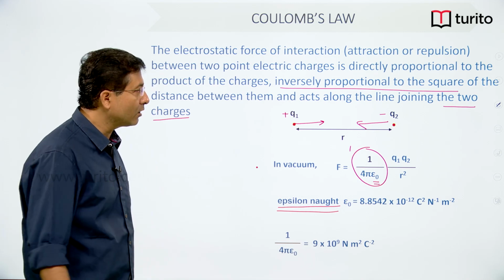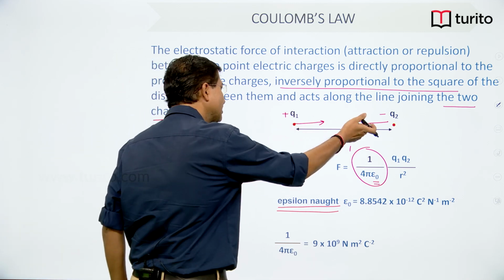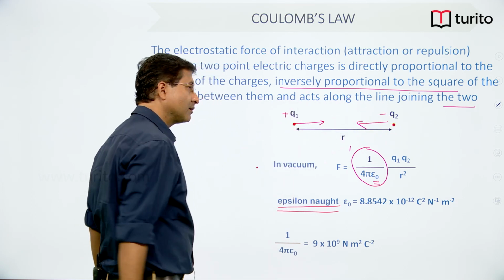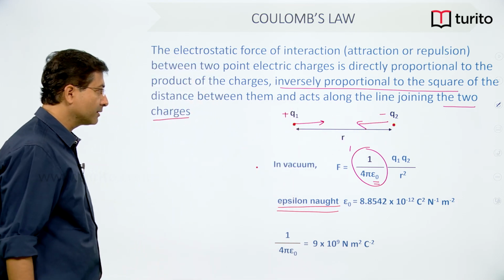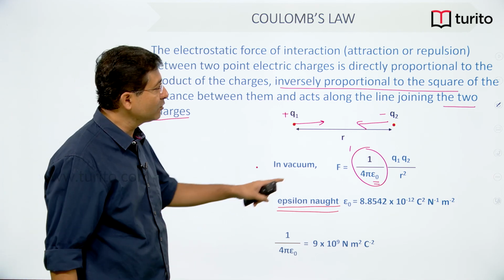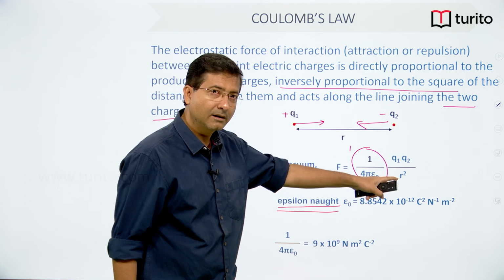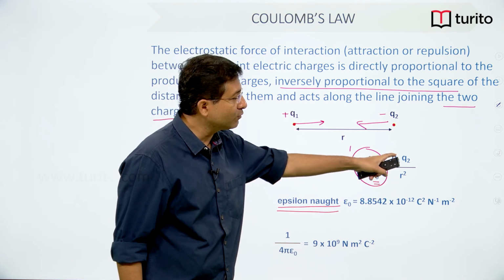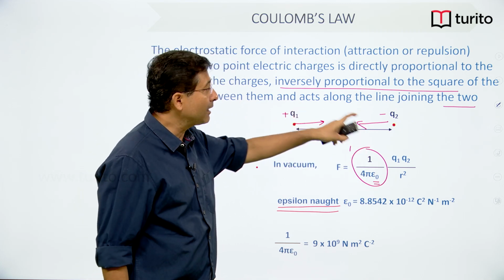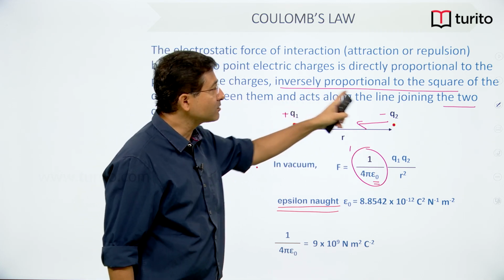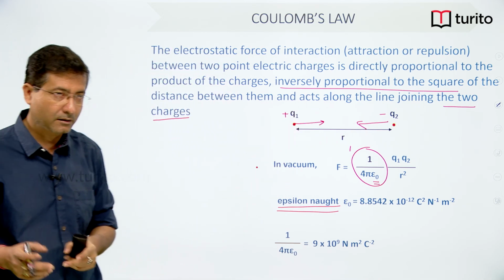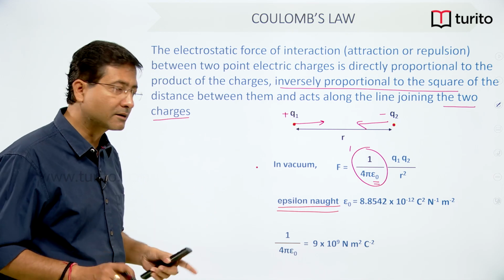According to Newton's third law, whatever force this exerts on this one, the same force this will exert on this one, in magnitude; direction has to be opposite, right. So the force of interaction between two charges placed in vacuum is given by 1 upon 4 pi epsilon naught q1 q2 upon r square. It might be attractive or repulsive, that depends on the nature of charges, whether they are like or unlike. I hope this point is clear.